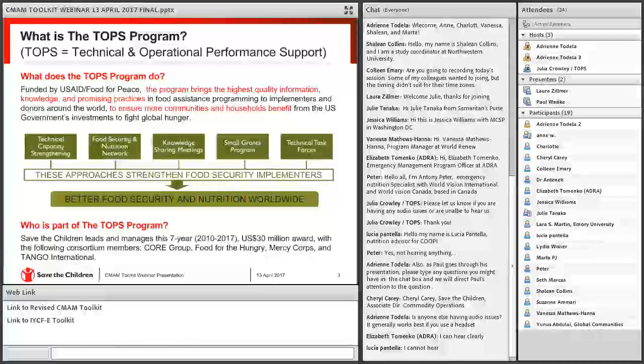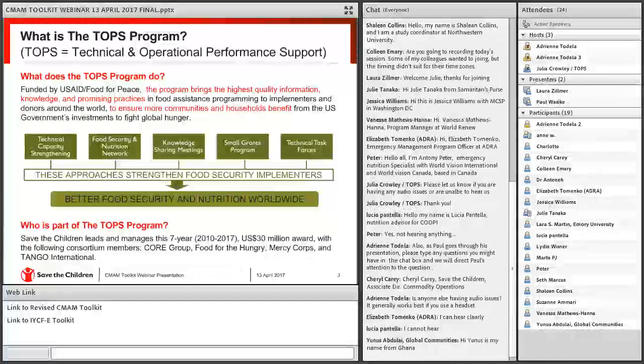Great. So a brief overview of TOPS. TOPS is funded by USAID Food for Peace. TOPS actually stands for, very clearly, Technical and Operational Performance Support. So the idea for TOPS is to bring together implementers and donors to share and learn information, best practices, promising practices and knowledge in food assistance, which includes nutrition and food security, to basically improve programs around the world.